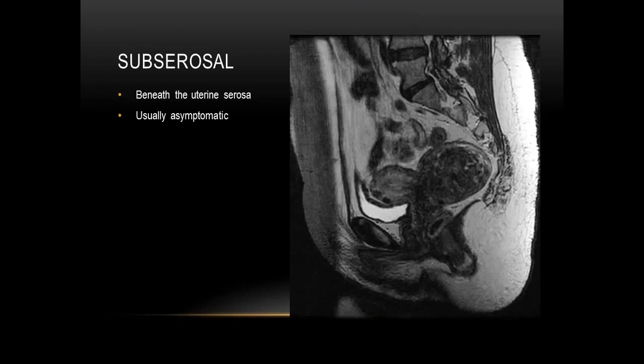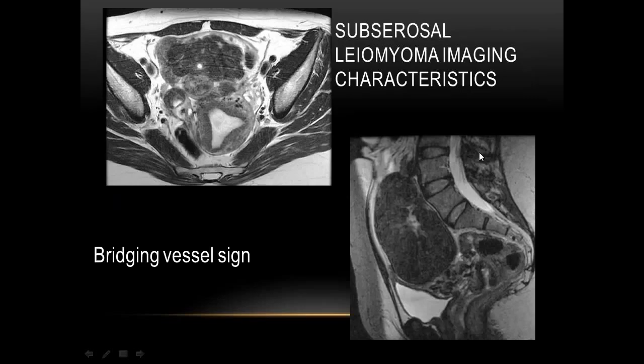A subserosal fibroid is beneath the uterine serosa. Usually they are asymptomatic. Here you can see this large subserosal fibroid. There are certain signs we look for to define subserosal fibroids, such as the bridging vessel sign. You can see this T2 signal void between the uterus and this large subserosal leiomyoma.